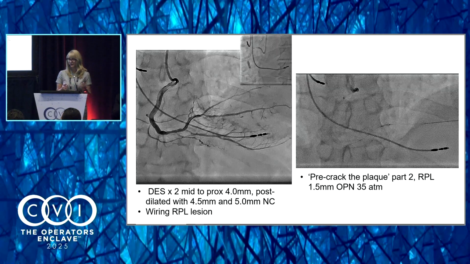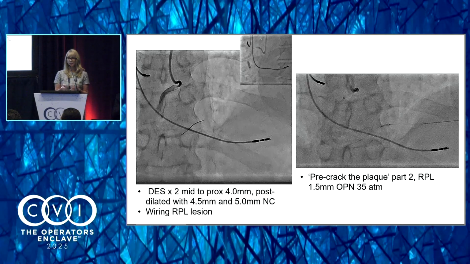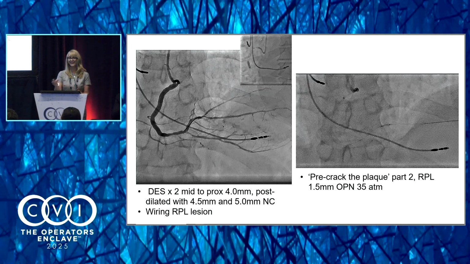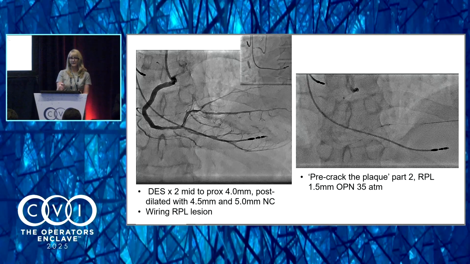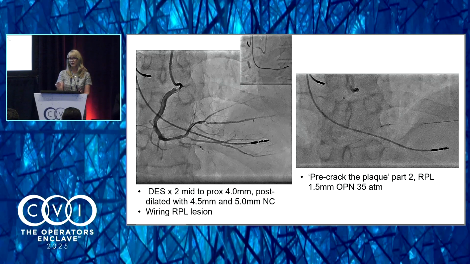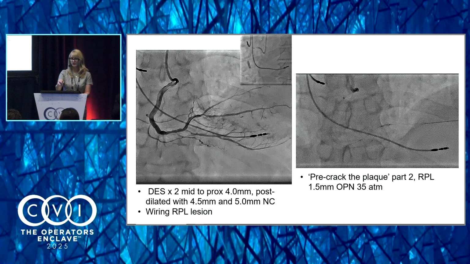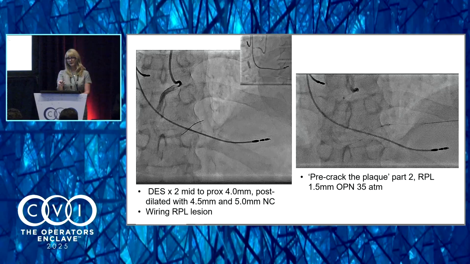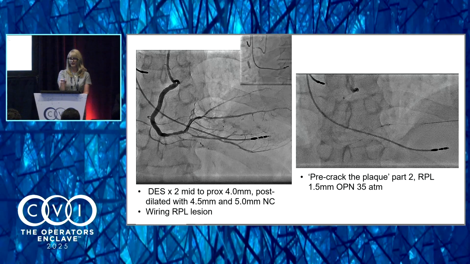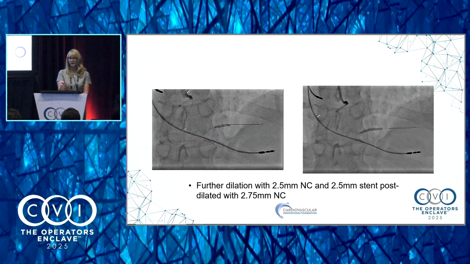And then I had the distal disease to deal with. So now I was at the point where I was going to do a pre-crack technique on the 2 distal lesions, in this instance without imaging guidance, just given the small vessel and distal nature of the lesions. So I took a 1.5 OPN down to the posterolateral branch first and inflated it to 35 atmospheres. I further dilated with 2.5 NCs and placed a 2.5 stent and post-dilated with a 2.75 NC.